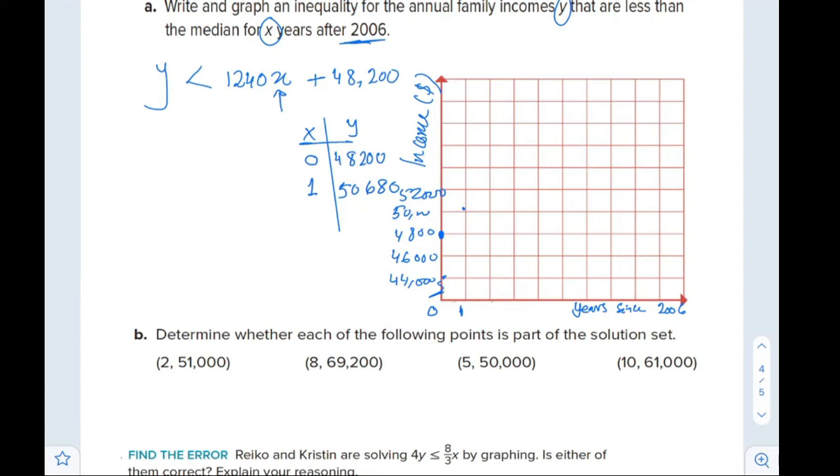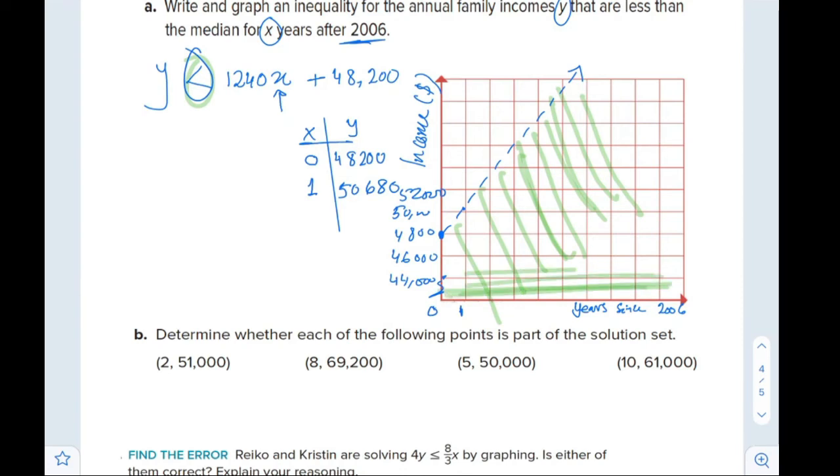Before I match, I should notice that there is no equal sign here, so I will use a dotted line. This is the graph that I'm looking for. Now, where is the shading? Since y is less than, we should shade below the line. And below the line means only the area surrounded here, because this is what I have in the real life application. So this is the shaded region that I'm looking for.